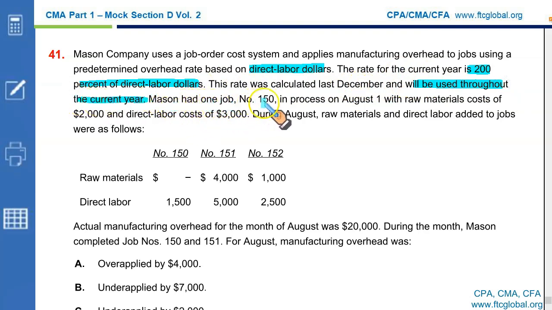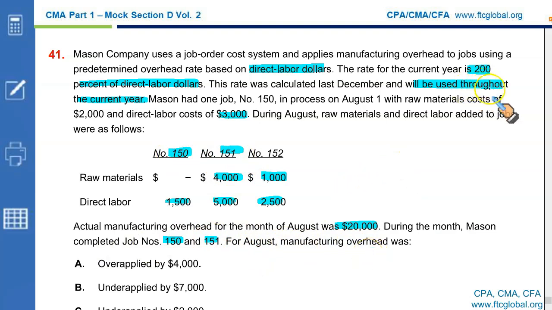Mason had one job, 150, in process on August 1st with raw materials cost of 2,000 and direct labor cost of 3,000. During August, the current period, raw materials and direct labor added to the cost of the jobs were as follows. This is the detail for raw material and the direct labor. Actual manufacturing overhead for the month of August was 20,000. During the month, Mason completed jobs 150 and 151. For August, manufacturing overhead was.